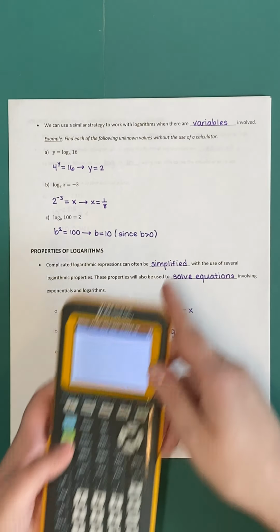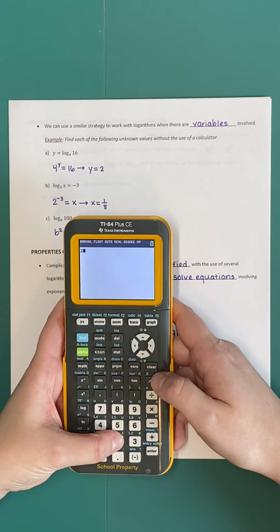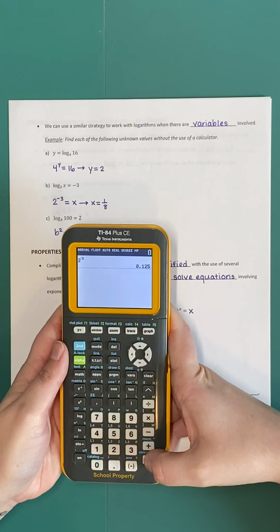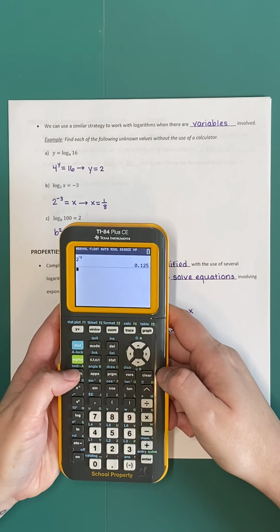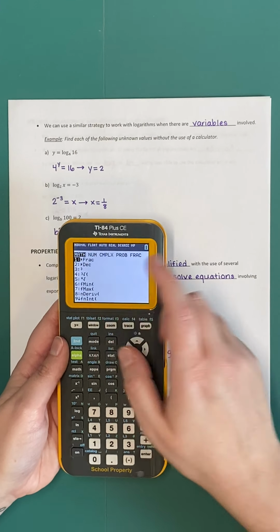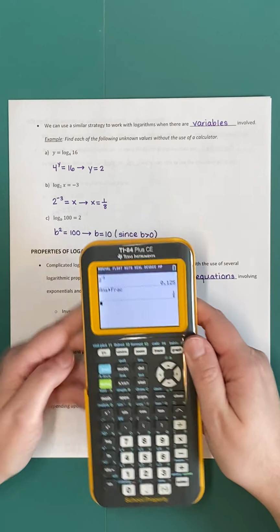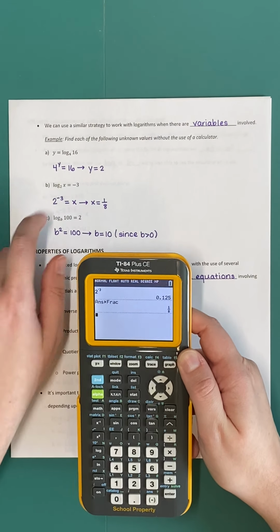Now again, we can verify this in the calculator. So we have 2 raised to the -3 power. Hit enter. Okay, it's going to give me a decimal. So math, option 1, arrow frac, is going to convert it to a fraction, which is then going to be 1/8, which is what we get right here.